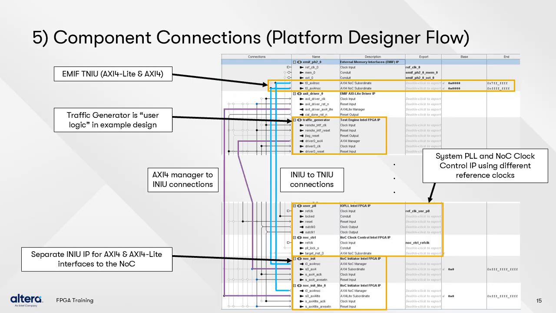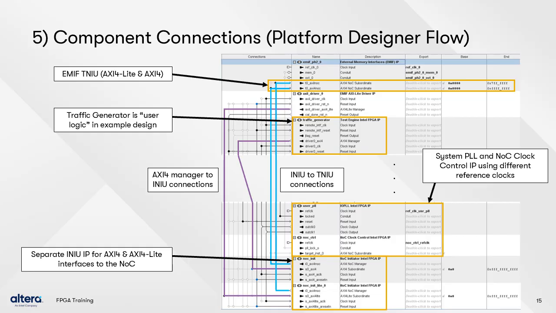Below the EMIF IP is an Axie4 Lite driver IP for CSR access to the EMIF and the test engine IP. These components get implemented in the fabric and connect to the INIUs with the connections highlighted in purple. These Fabric Manager components' interfaces are getting routed through the NoC via the INIUs. Base addresses set on the subordinate interfaces of the INIUs indicate the starting address at which the Fabric Managers will access the INIUs.